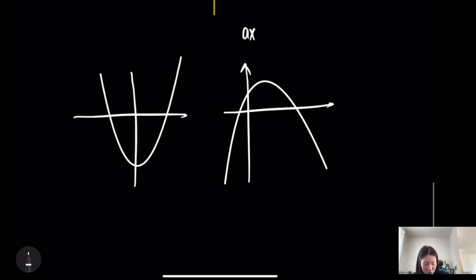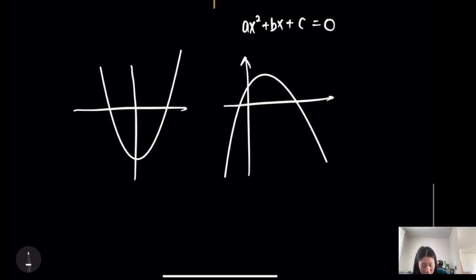Our quadratic function is ax squared plus bx plus c equals 0. If a is a positive number, then it's going to be open up. If a is a negative number, the graph is going to be open down.